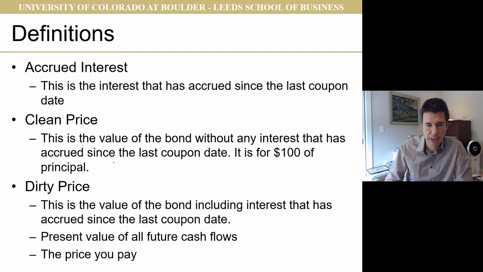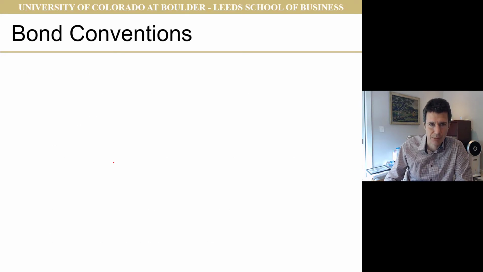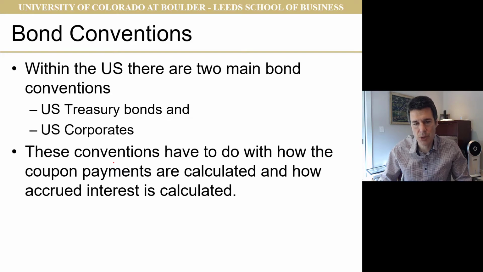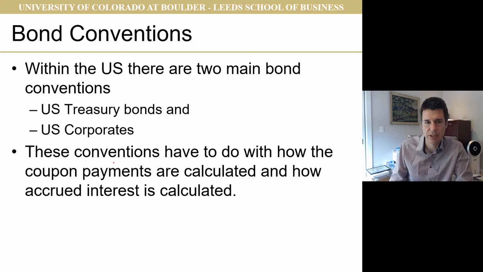So the dirty price is the price we pay, the present value of all future cash flows, the value of the bond including interest that is accrued since the last coupon date. Now this is a little bit strange. The dirty price is the price that we care about. The clean price is the price that we're told. So we're told the clean price, we add the accrued interest, we get the dirty price. Now, there are two main conventions within the United States. We're only going to deal with U.S. Treasury bonds here, but there's also a different set of conventions for corporates. Now, these conventions tell us a couple of things. One, how coupon payments are calculated, and two, how accrued interest is calculated.